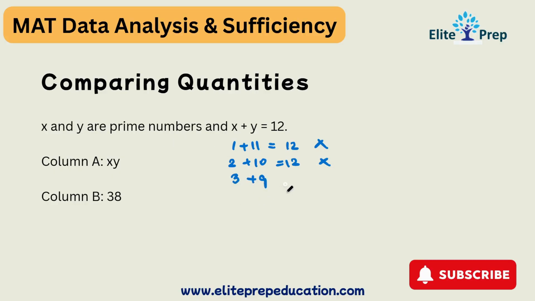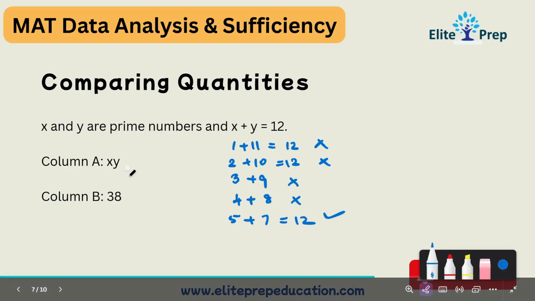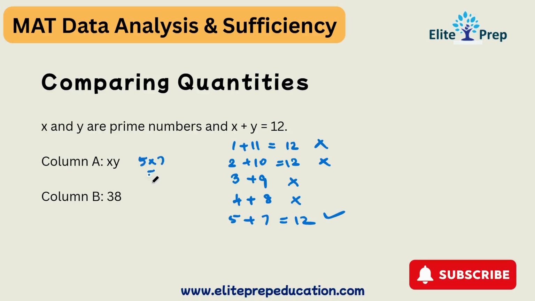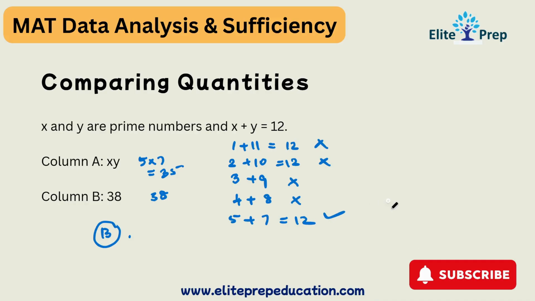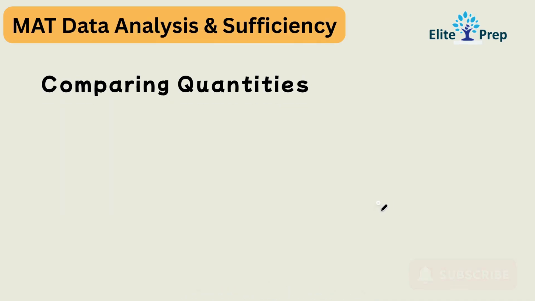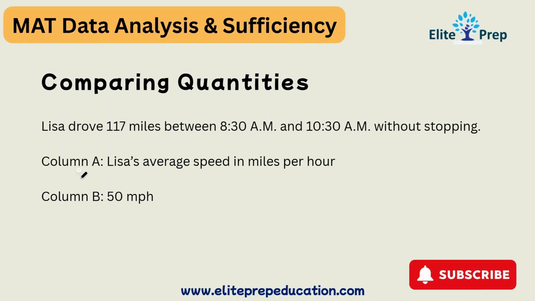3 plus 9 also doesn't work because 9 is not prime. Then 4 plus 8 also doesn't work. Next, 5 plus 7 works. You can see the sum is 12, and 5 and 7 are prime numbers. Now column A is xy, that is 5 into 7, which is 35, and you have to compare it with 38. Clearly column B is greater, so your answer is B. Likewise, you mostly get easy questions in comparing quantities. If you know basic math and some basic formulas, you'll be able to do this. We'll do 2 more questions.